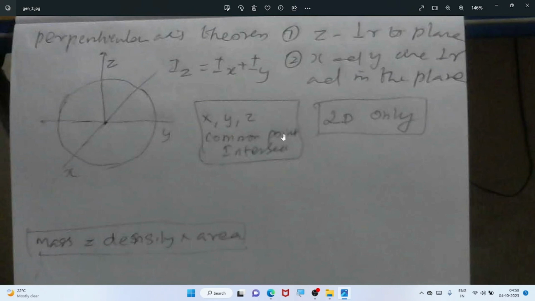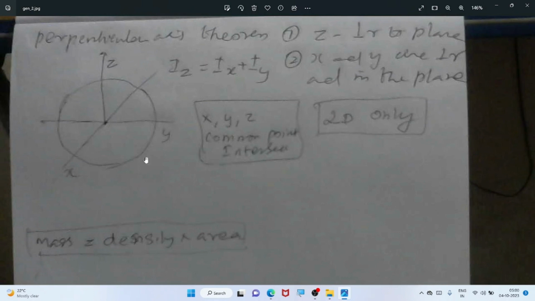This is for 2D only, two-dimensional systems only. They have a common point; x, y, z have the common point. These are the conditions for this perpendicular axis theorem.